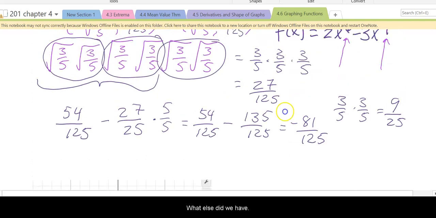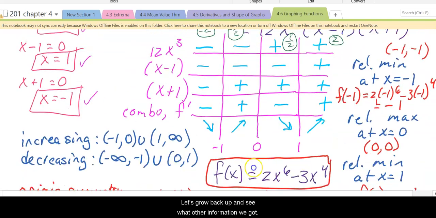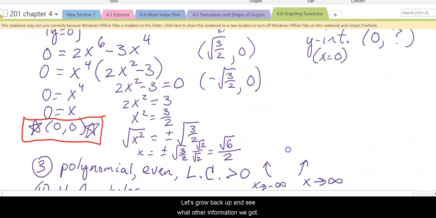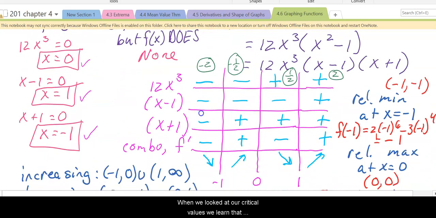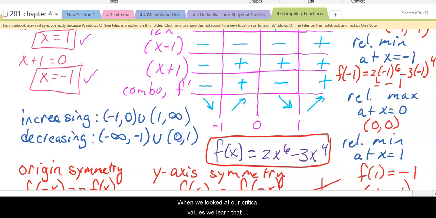What else did we have? Let's scroll back up and see what other information we got. We know it's a polynomial, it's even degree, the leading coefficient's positive, so the end behavior should go up forever. We found no vertical asymptotes and holes. When we looked at our critical values, we learned that we had 3 extrema.